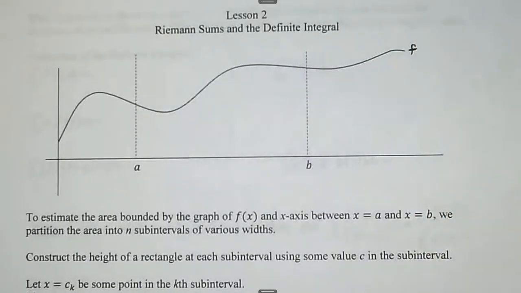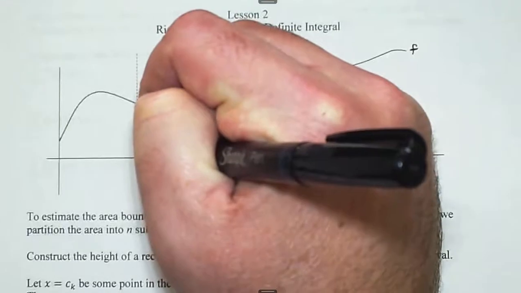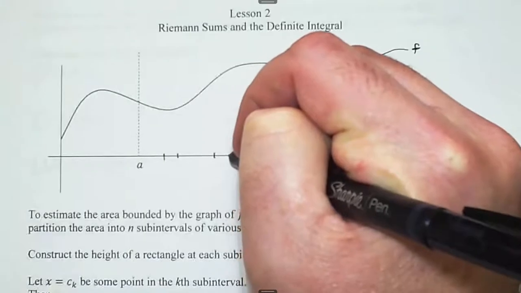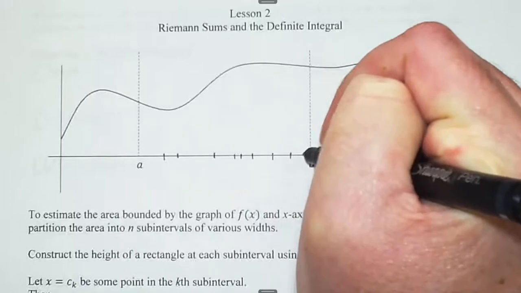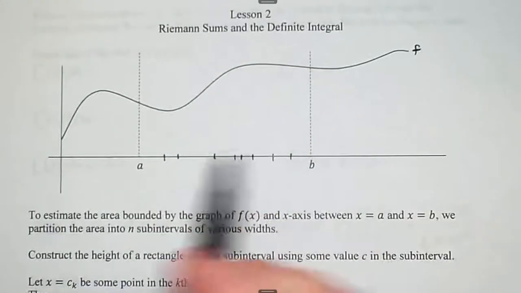To estimate the area bounded by the graph of f of x and the x-axis between a and b, we can partition the area into some amount of subintervals of various widths. So let's do that. I'm just going to partition this into various different widths. So here, maybe a smaller one, maybe this one will be bigger, medium, another small one, maybe a medium, a little bit bigger, etc. I'm going to construct n subintervals, right? But let's talk about how many of these different things.